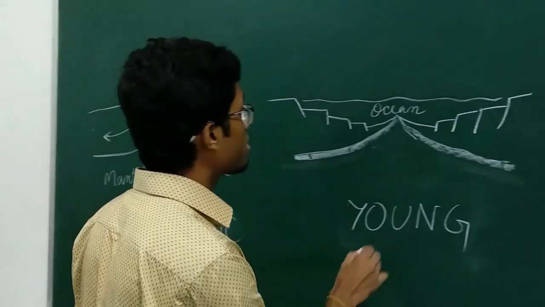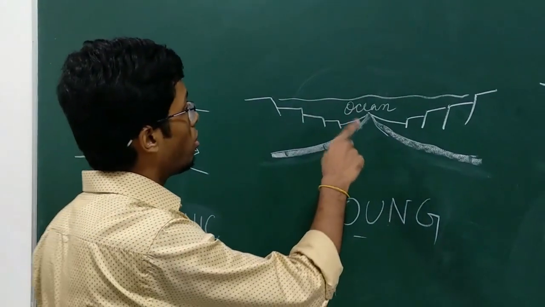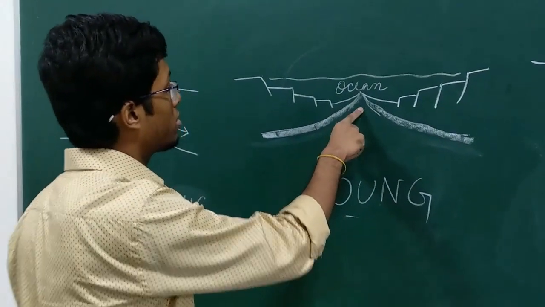The next stage is the young stage of the Wilson cycle. By now, an ocean has already formed and new oceanic crust starts to come up from within this point.